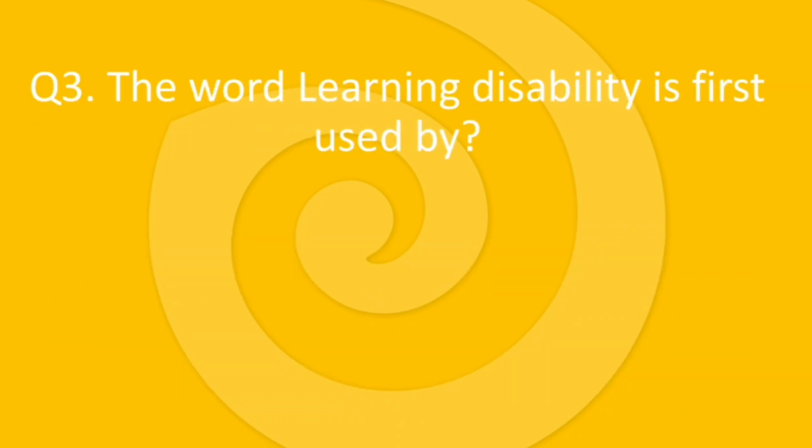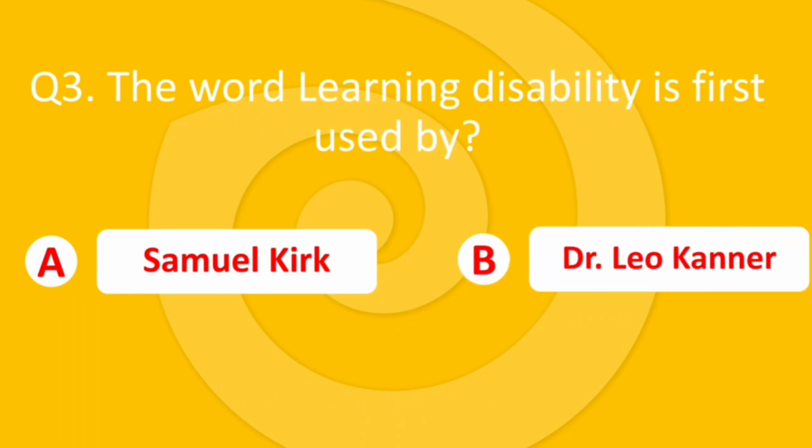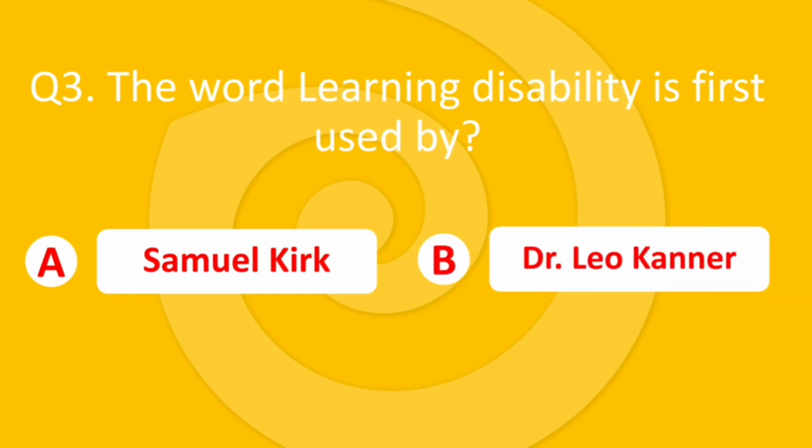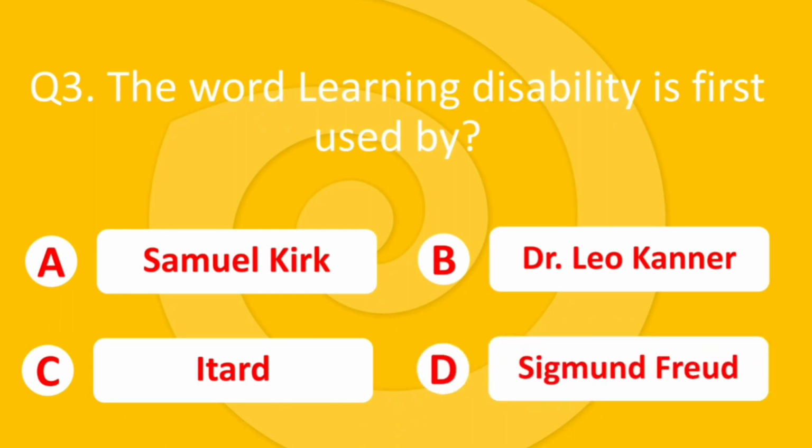Question number 3. The word learning disability is first used by option A, Samuel Kirk. Option B, Dr. Leo Kanner. Option C, Itard. Or option D, Sigmund Freud. So, the right answer is option A, Samuel Kirk.